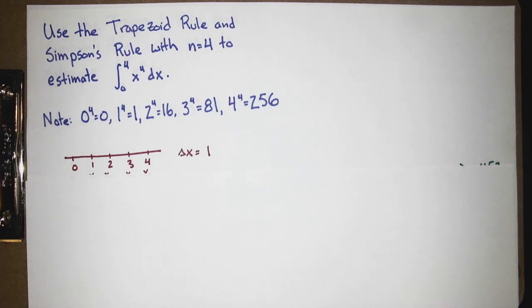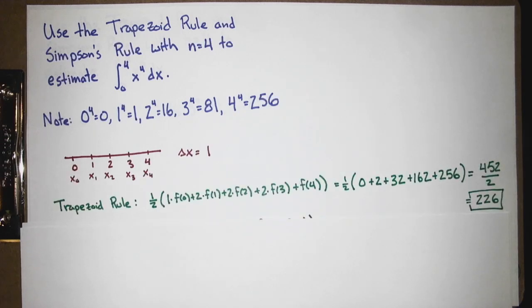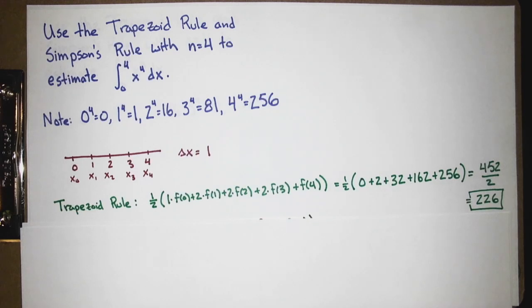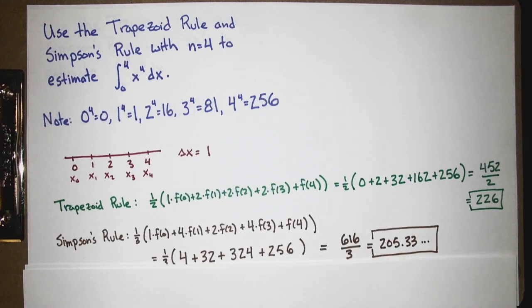Do we have an answer for the trapezoid rule? 250, 226. Okay, not too bad. Pattern 1, 2, 2, 2, 1, and we add them all up. Okay, how about for Simpson's rule? Do we have a number for that? 205.333333. Okay. And do we have an exact answer?